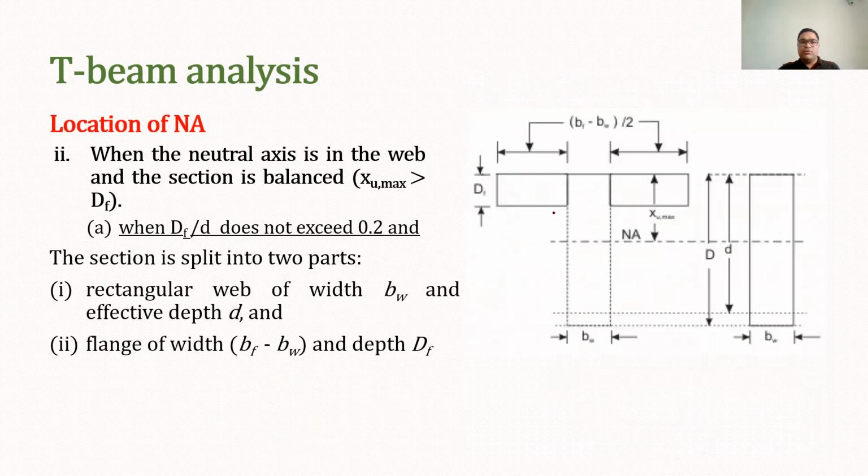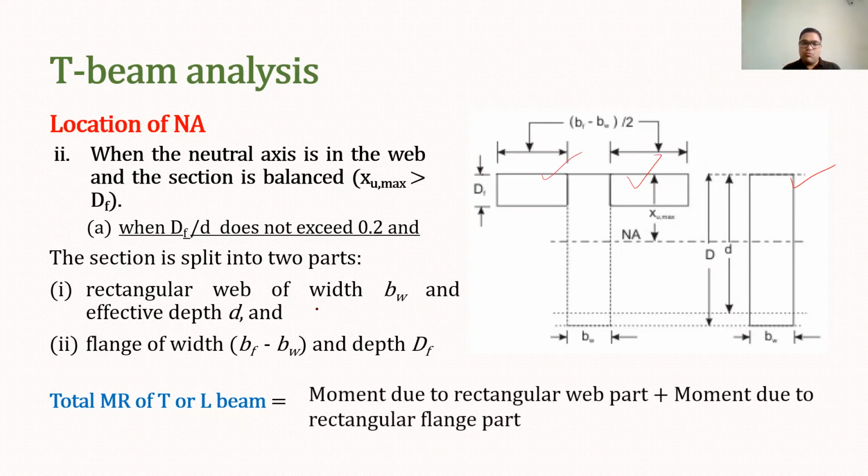In that scenario, to calculate the moment of resistance, we can say that the total moment of resistance will be the sum of the moment of resistance of this rectangular part and the moment of resistance of this flange part. That is what I have written here: moment due to rectangular web part plus moment due to rectangular flange part. That is the total moment of resistance for this T beam.